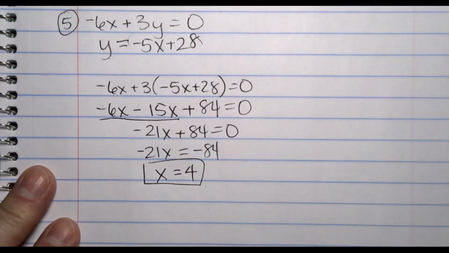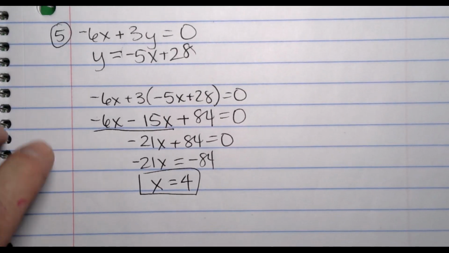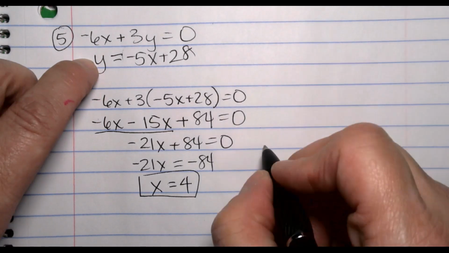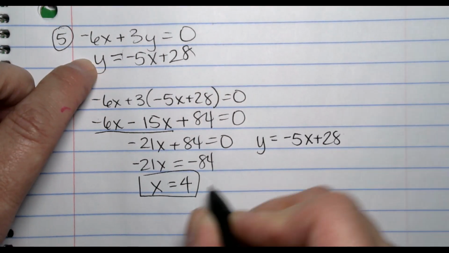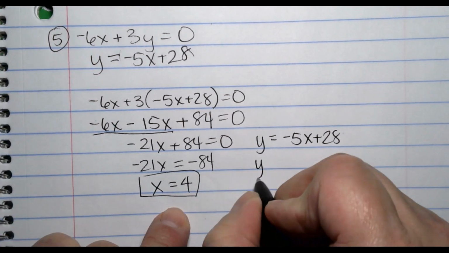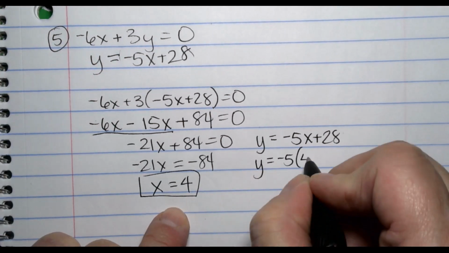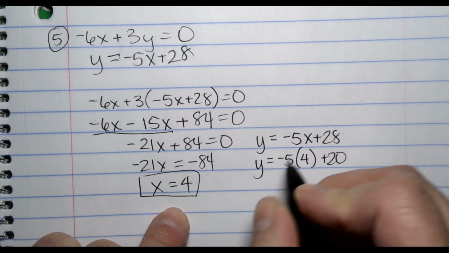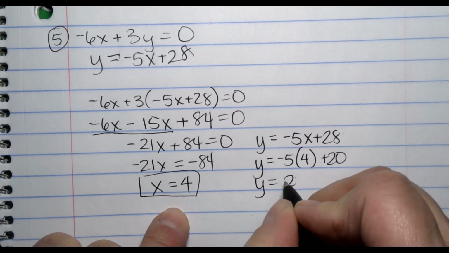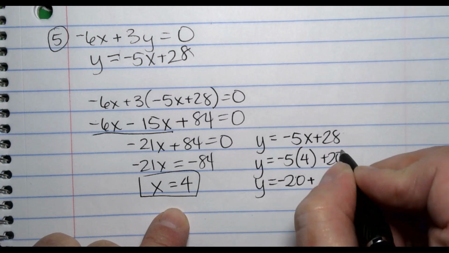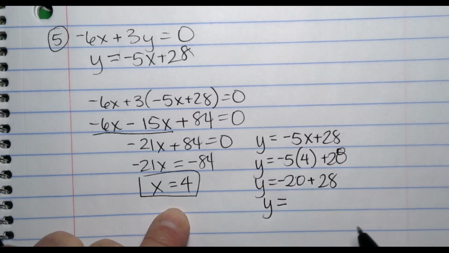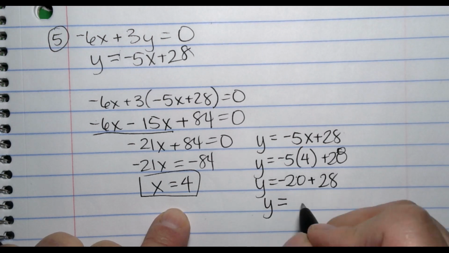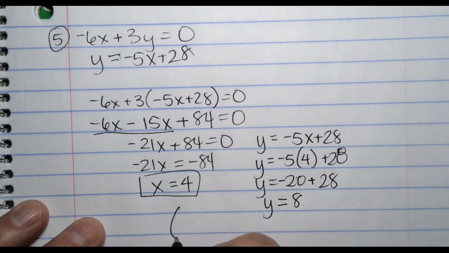Okay, so I have the x, I need the y. The equation for y is y equals negative 5x plus 28. I know what the x is, so I substitute that. Negative 5 times 4 plus 28. Y equals negative 20 plus 28. Y equals 8. Your answer is 4, 8.